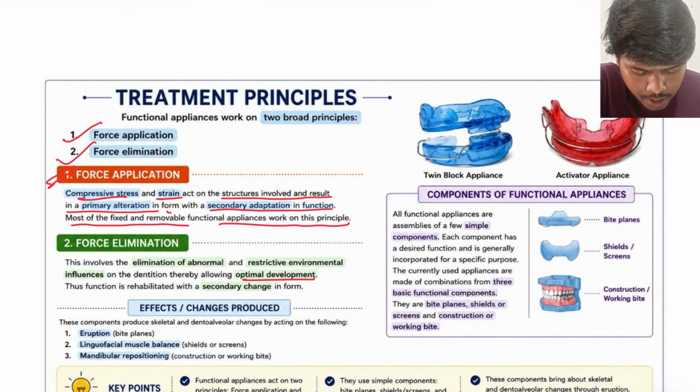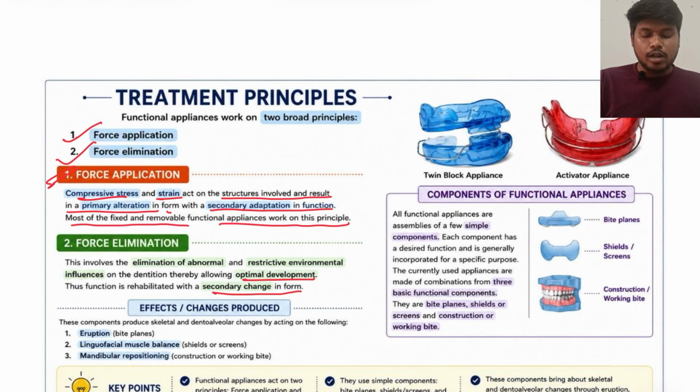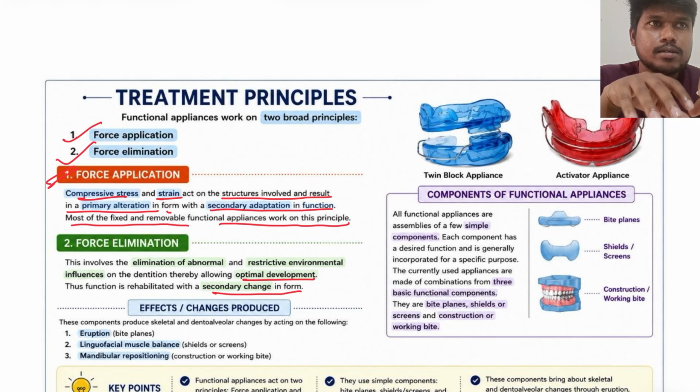Thus, function is rehabilitation with secondary changes in form. ऐसा इसलिए बोला है, force elimination means suppose ऐसा है, suppose you have proclining incisors. A child has proclining incisors due to abnormal tongue thrusting.